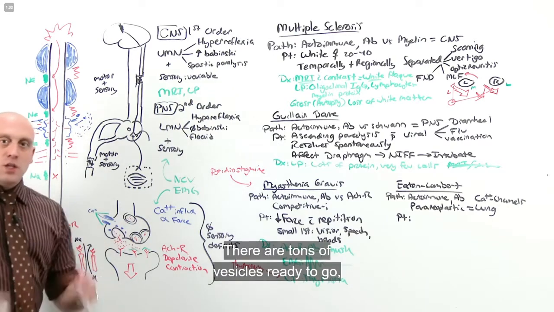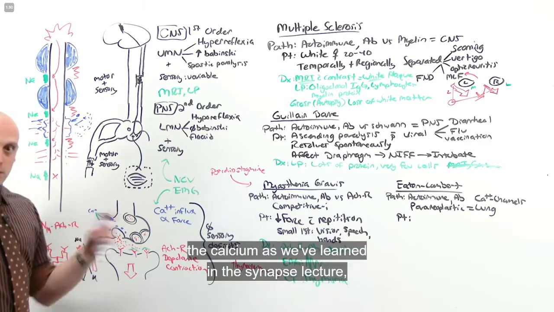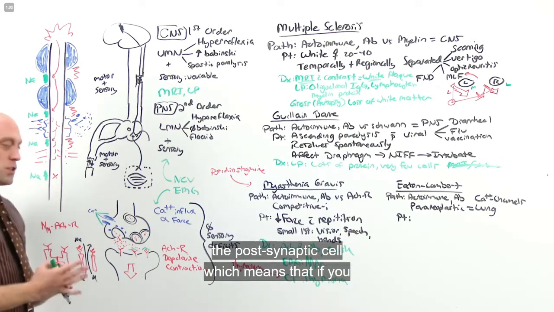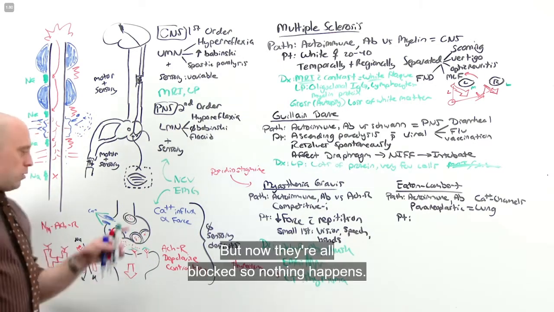There are tons of vesicles ready to go. They just need the signal to be released. And without the calcium, as we learned in the synapse lecture, you can't get any vesicle release, fusion, neurotransmitter release, or activation of the postsynaptic cell. Which means that if you just have one action potential, not all the calcium channels would open, but now they're all blocked, so nothing happens.